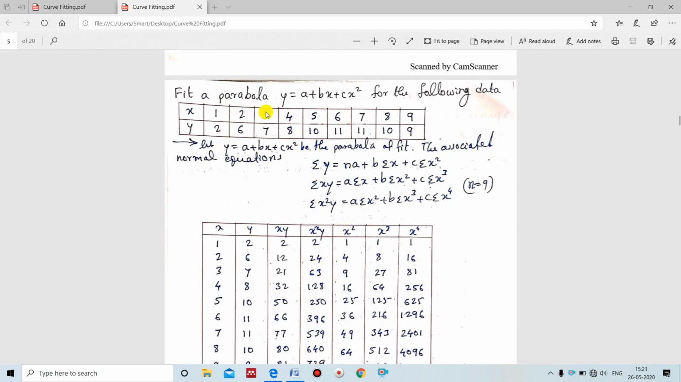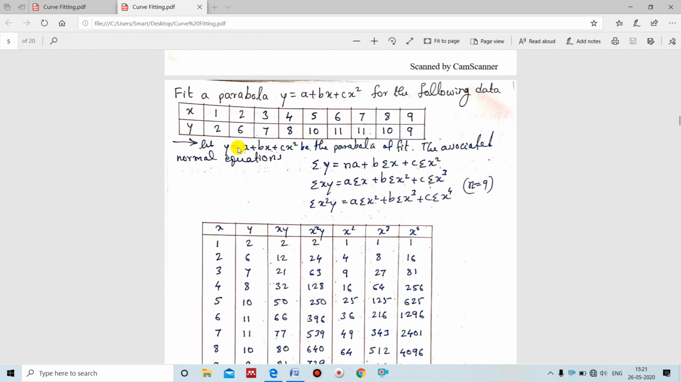Fit a parabola y equal to a plus bx plus cx square for the following data. The data of x and y is given: x is 1, 2, 3, 4, 5, 6, 7, 8, 9 and y is 2, 6, 7, 8, 10, 11, 11, 10, 9. The first step to solve, as you know, is to write the normal equation. So let y equal to a plus bx plus cx square be the parabola.